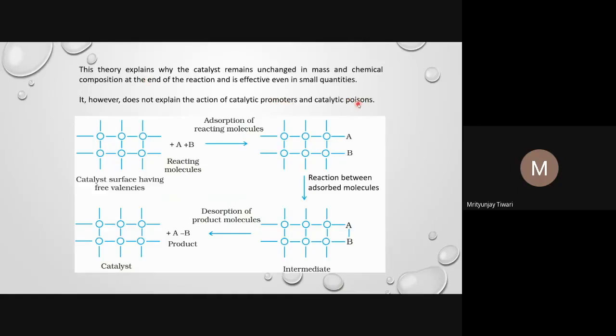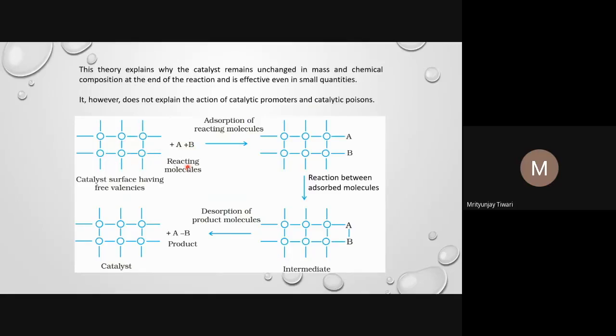But let's see the adsorption of reactant molecules. Suppose this is the catalyst surface having free valencies, the heterogeneous catalyst. In the solid state, it has free valencies at the surface. Those free valencies are not in the bulk, please remember. And suppose there are two reactants, A and B, mixed in the solution phase, with solid, finely divided particles of the catalyst present. So A and B will now diffuse and come closer to the surface.